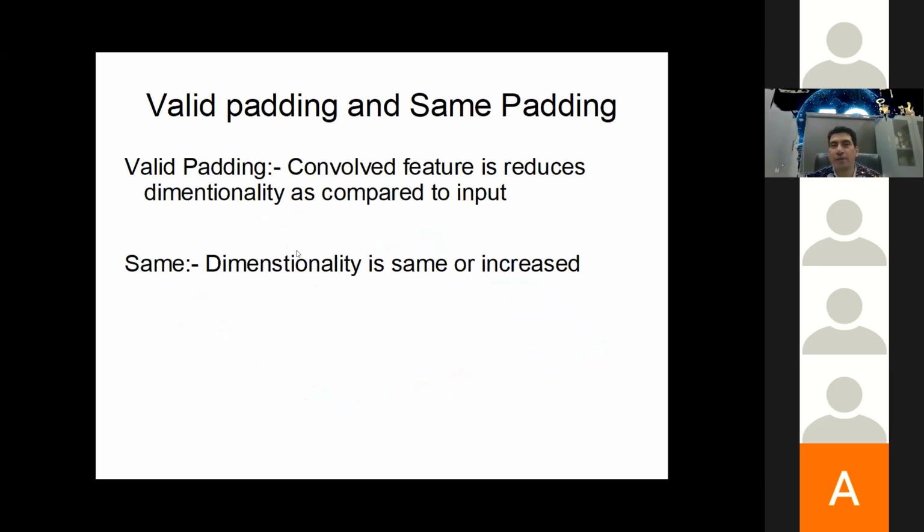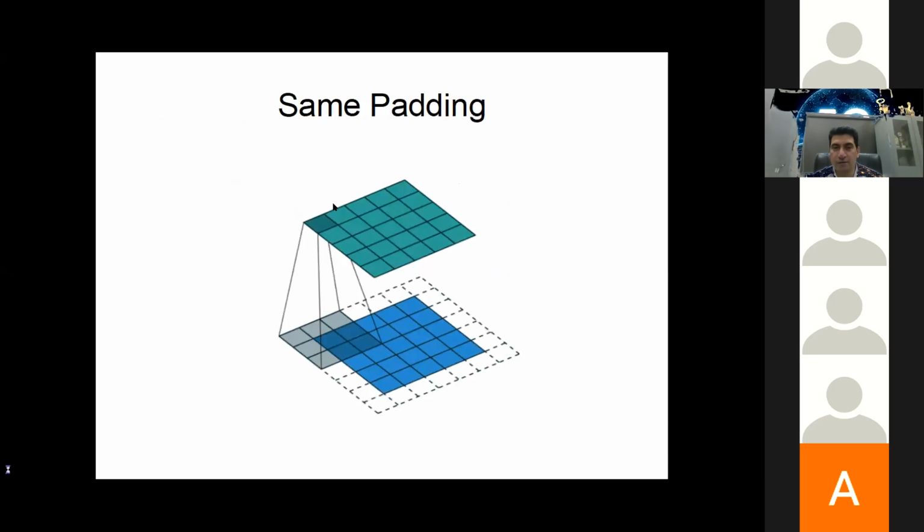Valid padding and same padding. In valid padding, the convolved features are reduced dimensionally as compared to the input. In the case of same padding, the dimensionality is the same. This is for the same padding. So when the padding is there, this is a convolution, and if the same padding is there, this is what you get at the output.